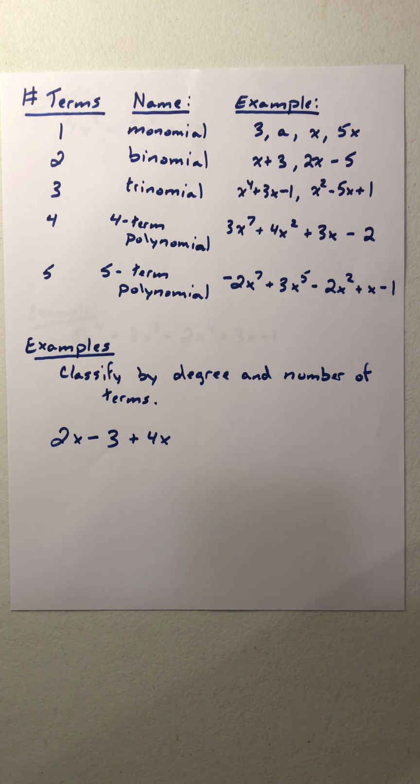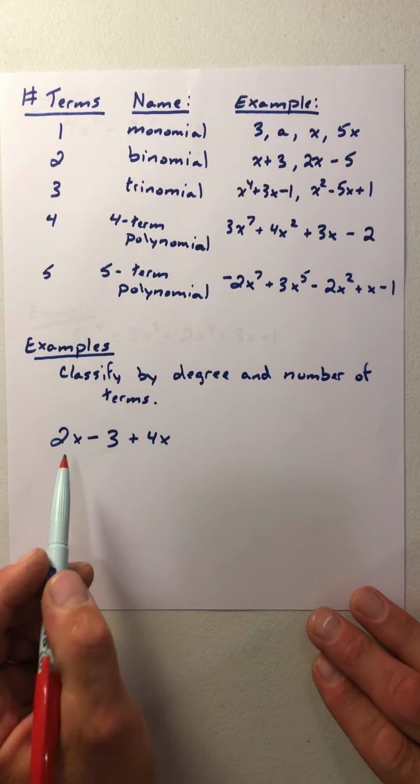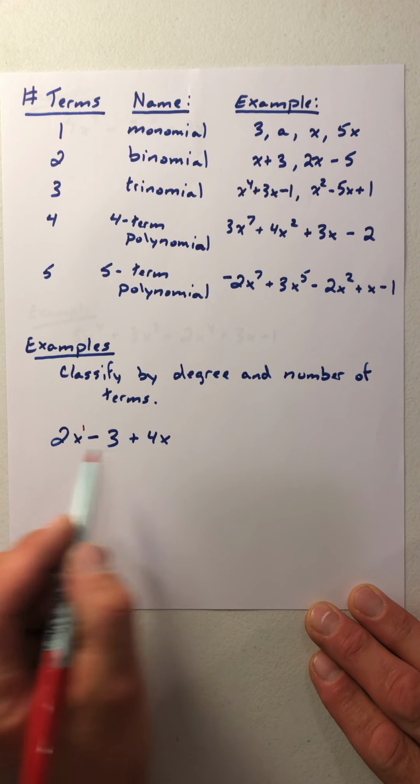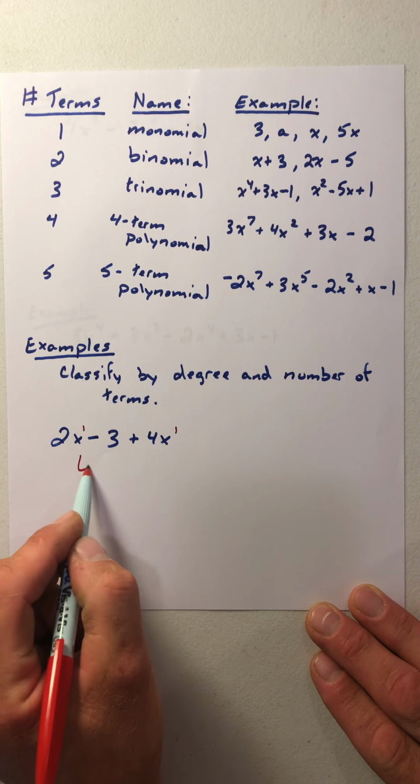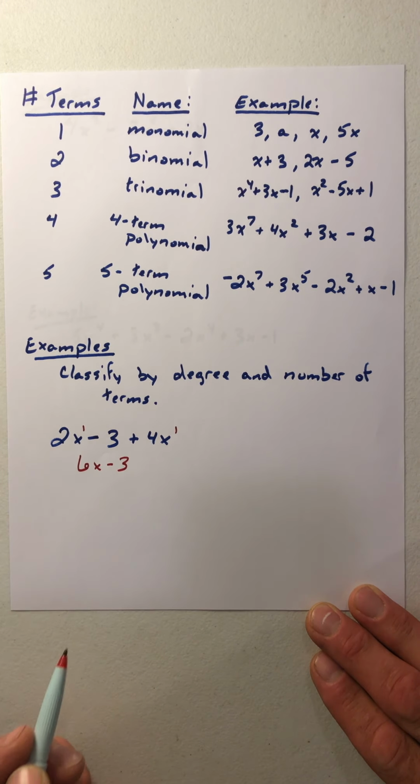So an example, we're going to classify by the degree and the number of terms. So remember, first we want to put it in standard form. How do we put it in standard form? We start with the highest exponent. In this case, our highest exponent is 1. We can go ahead and add those two together. So we have 6x minus 3.